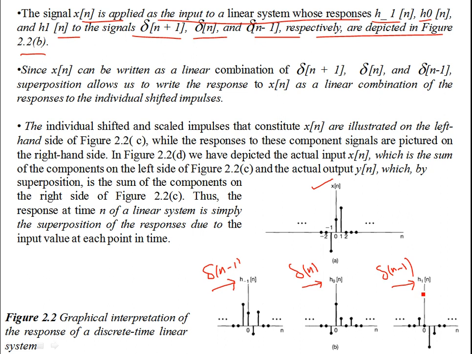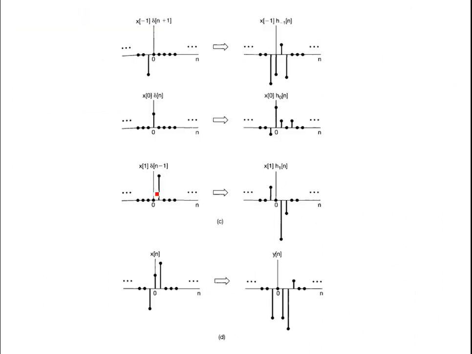I have an input x of n, which can be decomposed into these three shifted impulses. So x of n can be written as a linear combination of these shifted impulses. Superposition allows us to write the response to x of n as a linear combination of the responses to the individual shifted impulses. Now what is happening? Let's have a look at figure 2.2c. This is the continuation of the same figure.